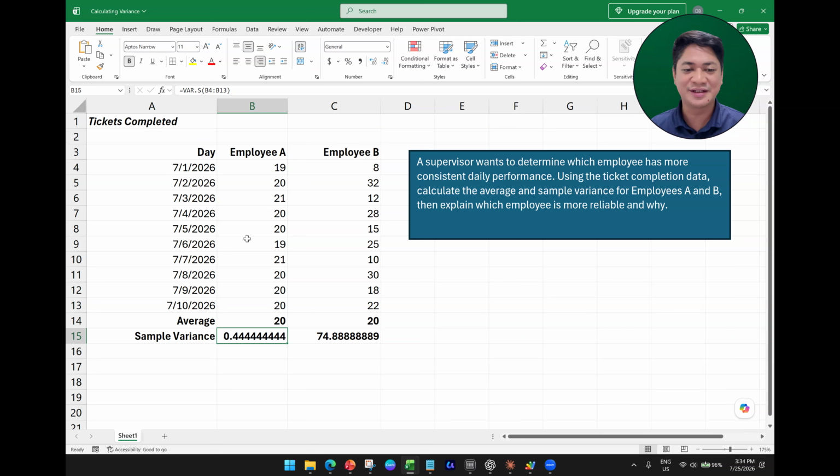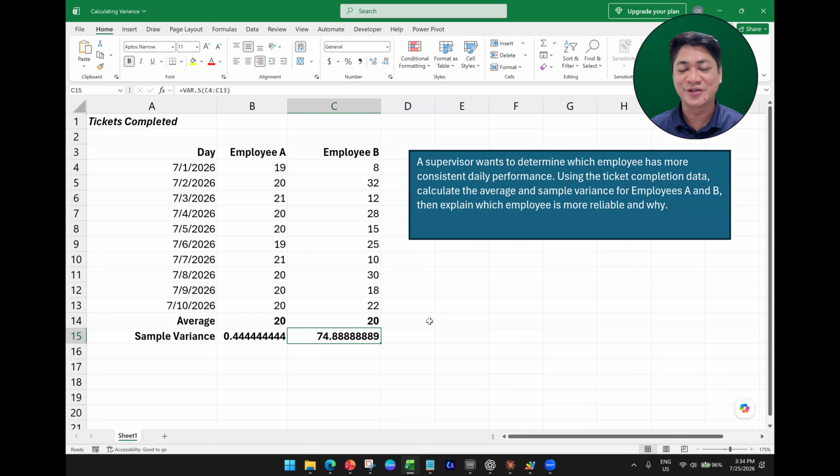And that's actually something you will see because, as you could see, the average is 20 and employee A is going from 19 to 21, 19 again, 21. So it's not really far from the number 1. That's why you get a variance of less than 1. On the other hand, for employee B, you get inconsistent dates. Some days have higher tickets, some days have lower tickets, resulting in a variance of 74.88. So that means employee B is super varied when it comes to his or her output per day.